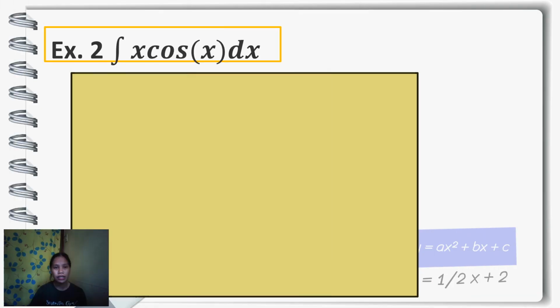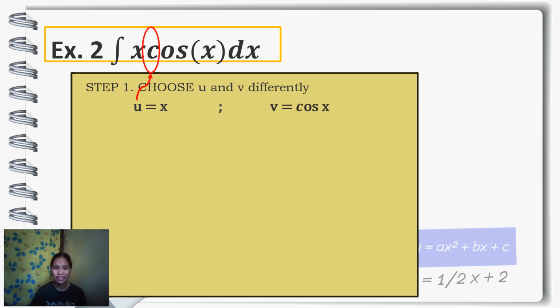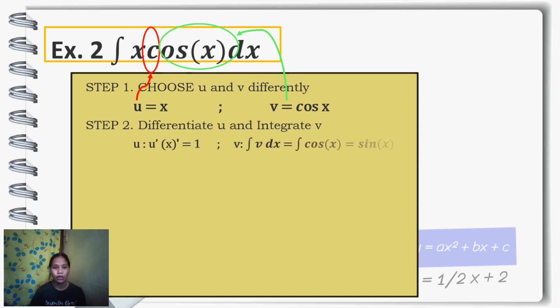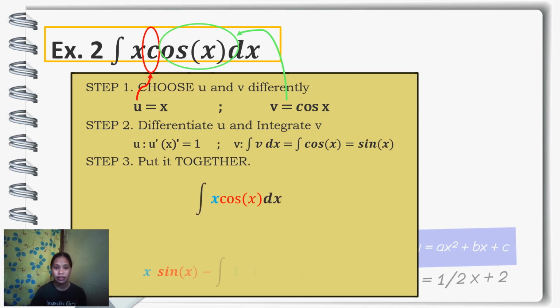Example number 2, we have the integral of x cosine of x dx. So step 1, choose u and v differently. Our u is x and our v is cosine of x. And step 2, differentiate u and integrate v. So the derivative of x is 1, and the integral of cosine of x is sine of x. Always remember the trigonometric identities. Step 3, put it together into the diagram.